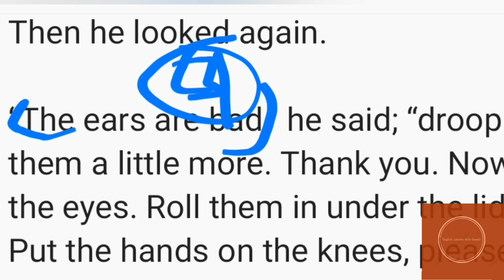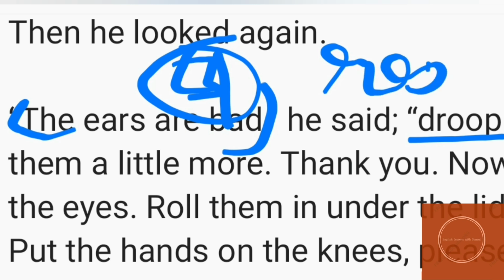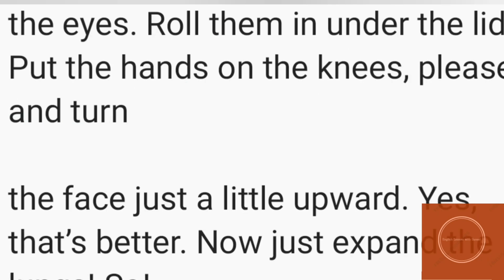Means the ears of the person that even the photographer doesn't like. Droop them a little. Droop means reduce them a bit. So he just says that you need to reduce yours a bit. They are a little bit too big. Then, thank you. Now the eyes, roll them in under the lids. Put the hands on the knees, please, and turn the face a little upward. Yes, that's better. Now just expand the lungs.